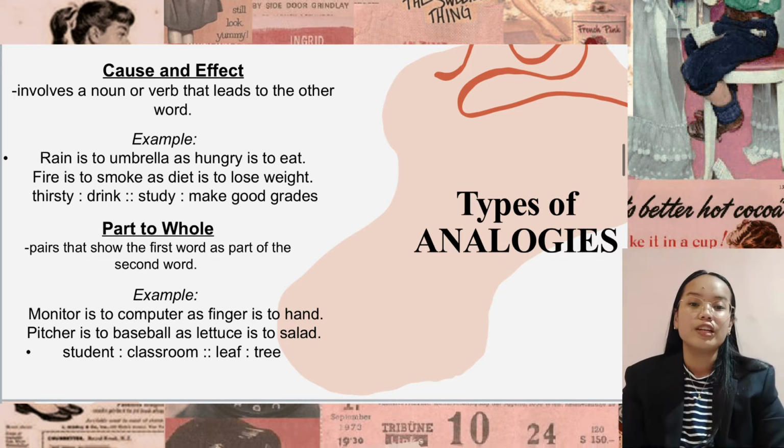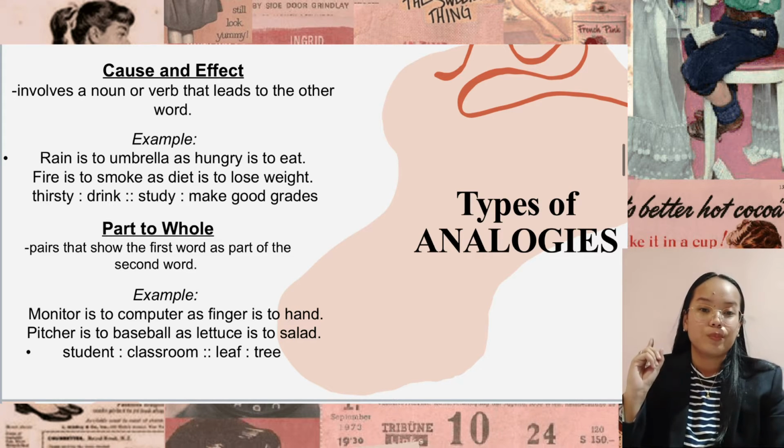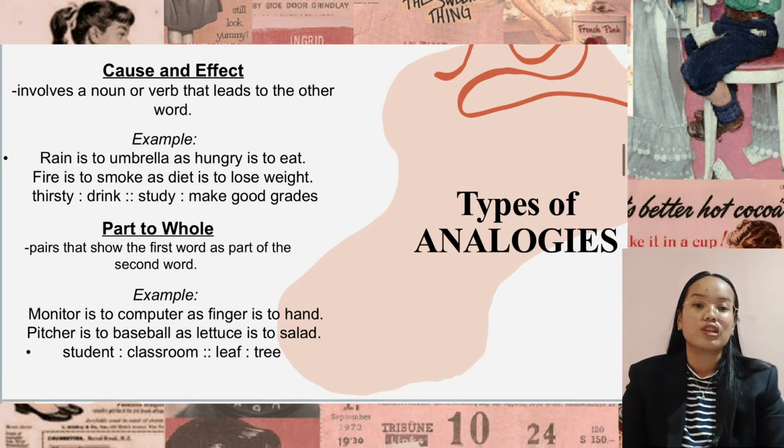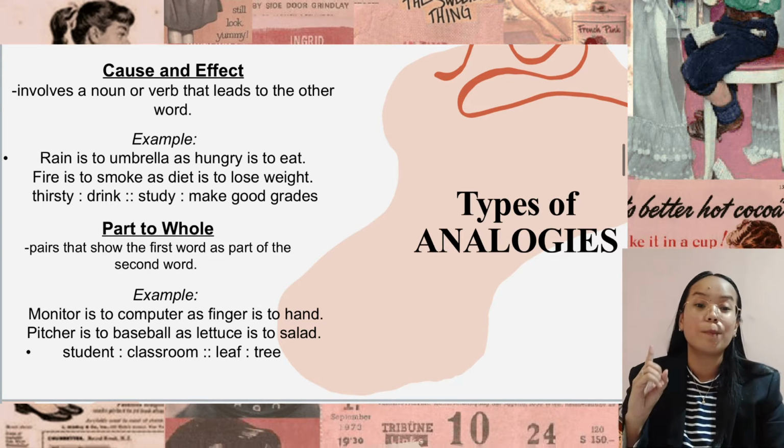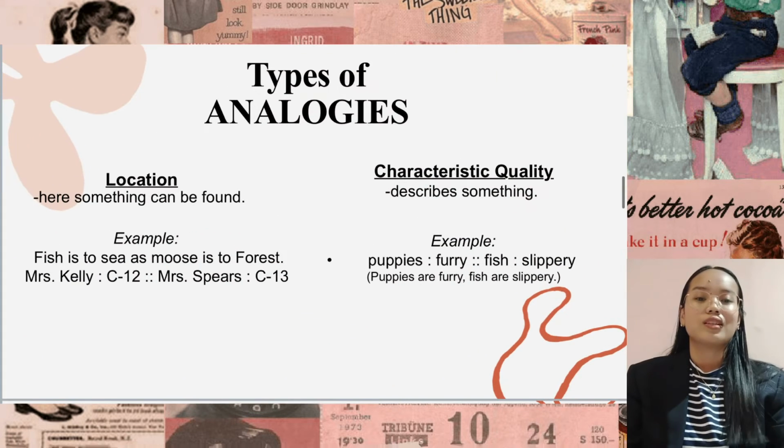This relation is simply the pairs that show the first word is part of the second word. For example, monitor is to computer as well as fingers is to hands. As we all know, monitor is one component or one part of a computer, as well as our fingers are part of our hand. Fifth is location.